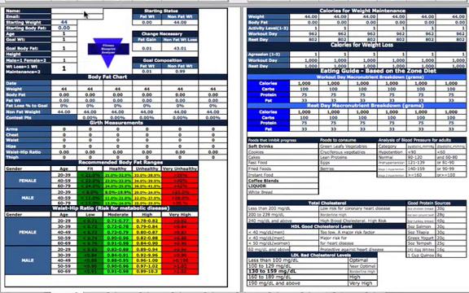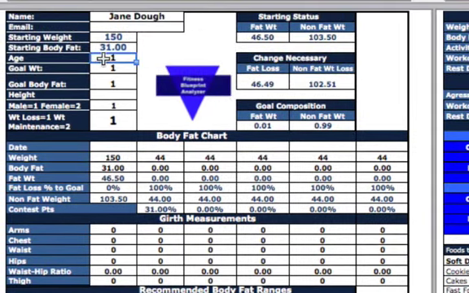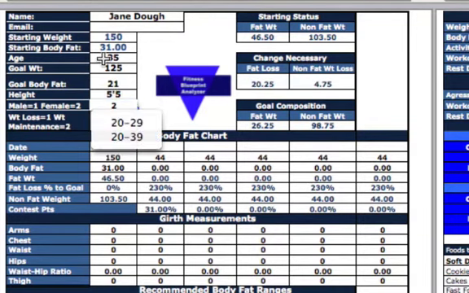So as usual, we're going to start off with a Jane Doe file. The email is optional. We're going to give her a starting weight of 150 pounds, starting body fat of 31%. She is 35 years old. She has a goal weight of 125 pounds at 21% body fat. She's 5'5", female, and her goal is to lose weight. So a lot of things are still the same.